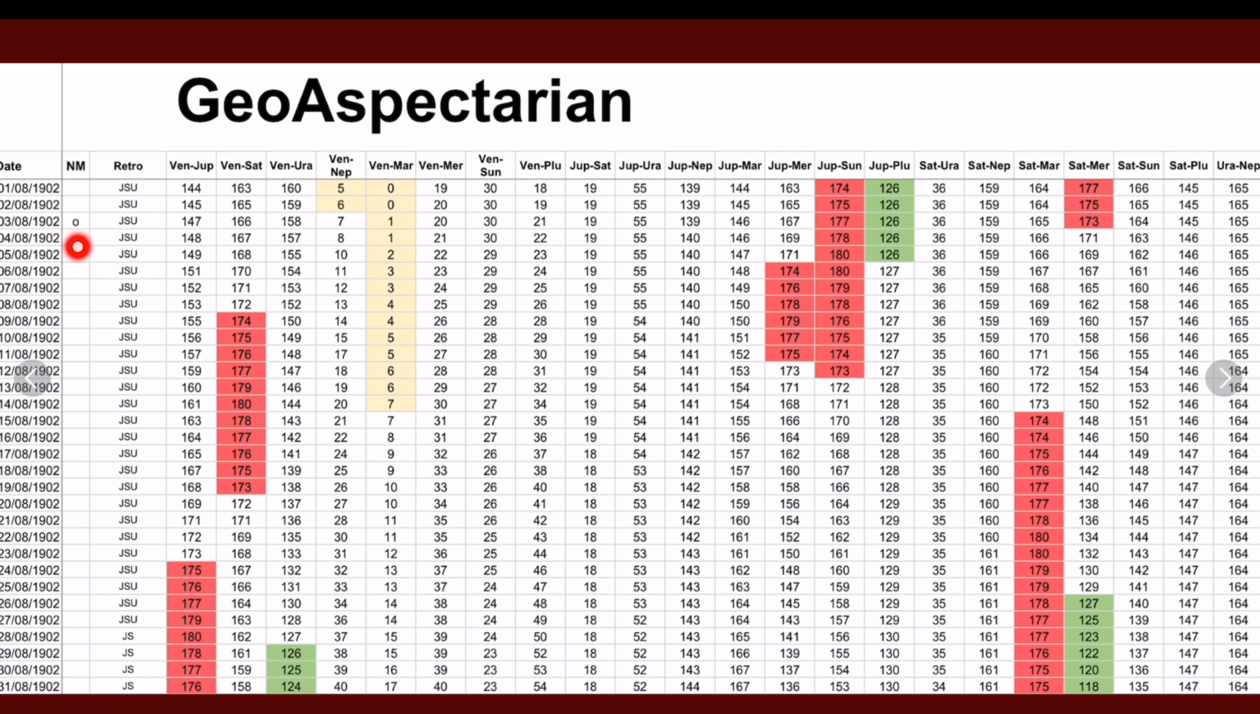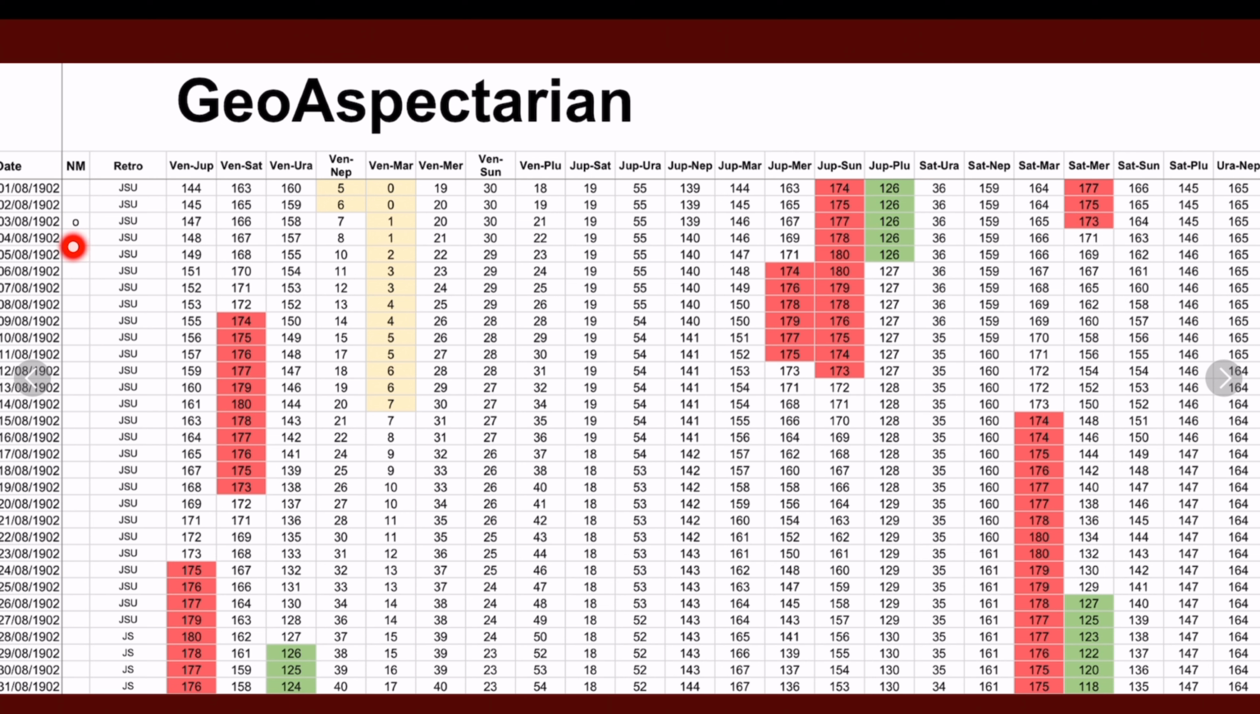All the aspect combinations have been worked out for you. In the first column we've got the date. Now, I won't go into too much detail about the next two columns in this video, but NM stands for new moon, and when there's a new moon, there's an O in this column, and that's quite important in Gann's work.